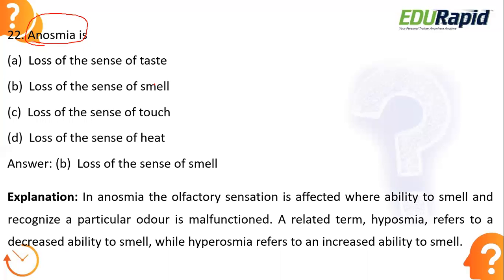Here we can relate this with two more terms called hyposmia and hyperosmia. In the case of hyposmia, the person will have a decreased ability to smell, very little ability to know the smell. But in the case of hyperosmia, the person will have an increased ability to smell. So they will even get to know very slight changes in the smell, in a person who has hyperosmia.